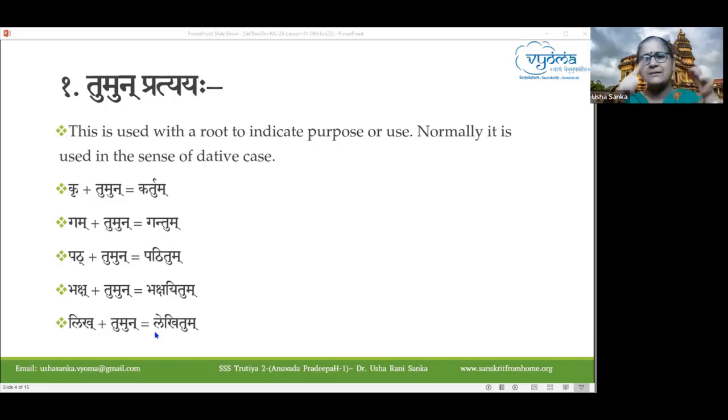I'm not very comfortable with that area. I go by forms and patterns, and I encourage my students to go the same way. Though we can have some doubts, of course, you can always express them. Then the next one is for Ganesh ji. Lekhitum. Lik plus tumun, lekhitum. What do you observe?